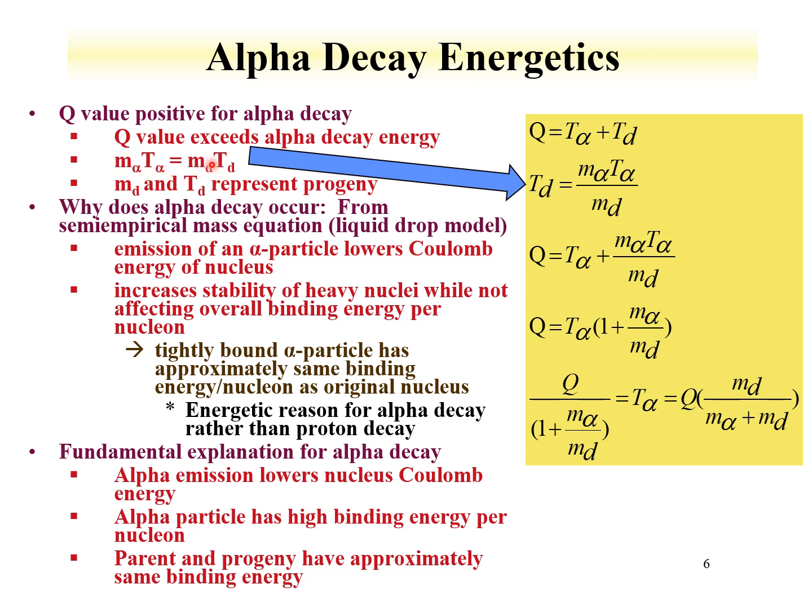We can rearrange this equation and solve for the kinetic energy of the progeny as a function of the mass of the alpha, the kinetic energy of the alpha, and the mass of the progeny. We can substitute this into the Q value equation, and we get a relationship in terms of the kinetic energy of the alpha, the mass of the alpha, and the mass of the progeny. We can rearrange this as shown here, and we end up with a final relationship where the kinetic energy of the alpha particle is equal to the Q value times the mass of the progeny divided by the sum of the mass of the alpha particle and the progeny mass.